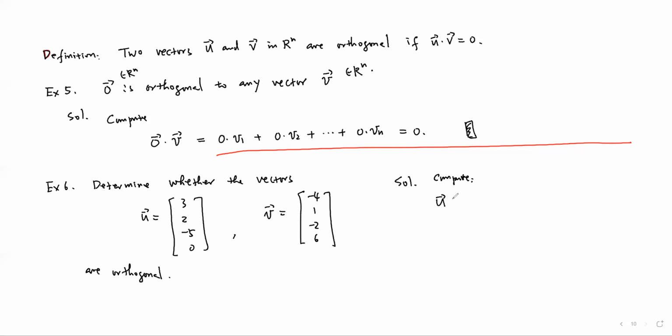Compute U dot V by formula: first entry times first entry plus second entry times second entry, plus third entry times third entry, 2, not 3, then plus 0 times 6. It turns out that by calculator, it is 0. So conclusion, vector U is orthogonal to V. Even though we cannot see them, they are orthogonal. Done.